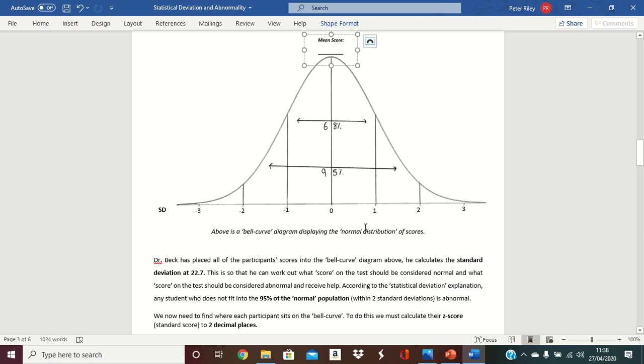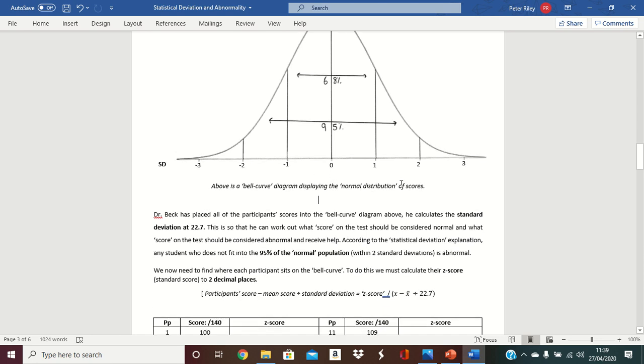And anybody who individually on their test scores falls within 1 standard deviation of the mean score is completely normal. If they fall within 2 standard deviations of the mean score, again, they are completely normal. That would be 95% of our data sample. However, anybody who falls beyond 2 standard deviations away from the mean score is therefore considered to be abnormal according to this distribution.